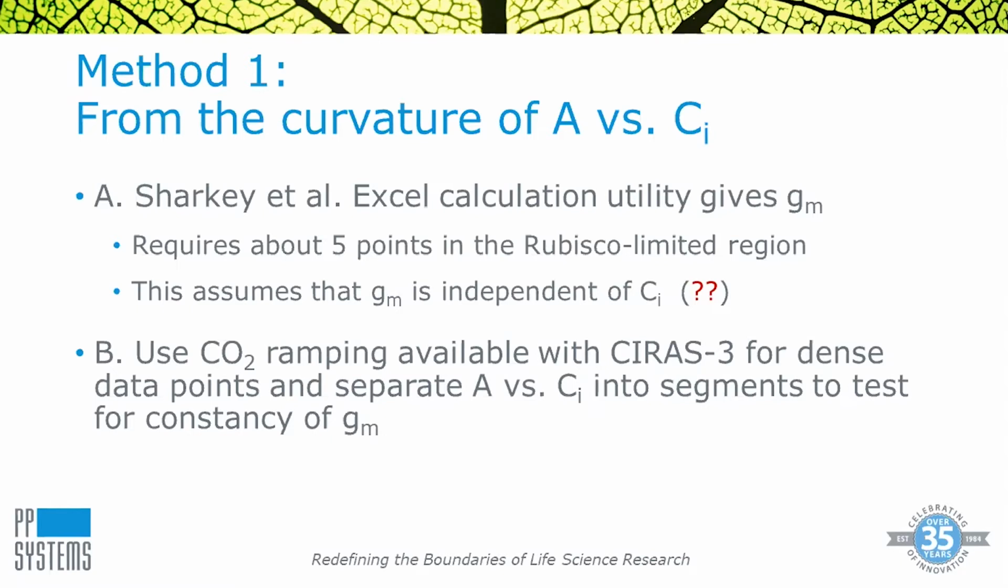As a way around just using the Sharkey utility, you can use CO2 ramping, which is available with a CIRAS-3, and get a dense set of data points. You can then separate the A versus CI curve into segments to test for the constancy of gm at different CI.